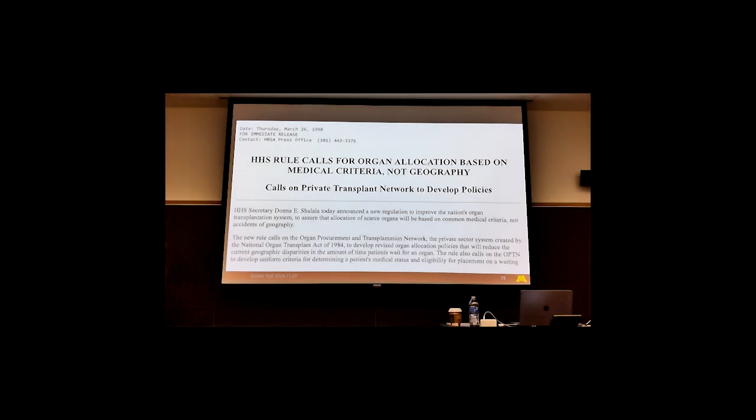Let me back up to this one. So this was the press release that came out. And you can see the date at the top, March of 1998. They issued this rule calling for organ allocation based upon medical criteria, not geography. So this is how you sort that list. Right? How do you sort who's on the list and how you offer the organs. And again, down here, it calls on this organ procurement and transplantation network to develop revised organ allocation policies that will reduce current geographic disparities in the amount of time patients wait for an organ, and calls on the OPTN to develop uniform criteria for listing patients.